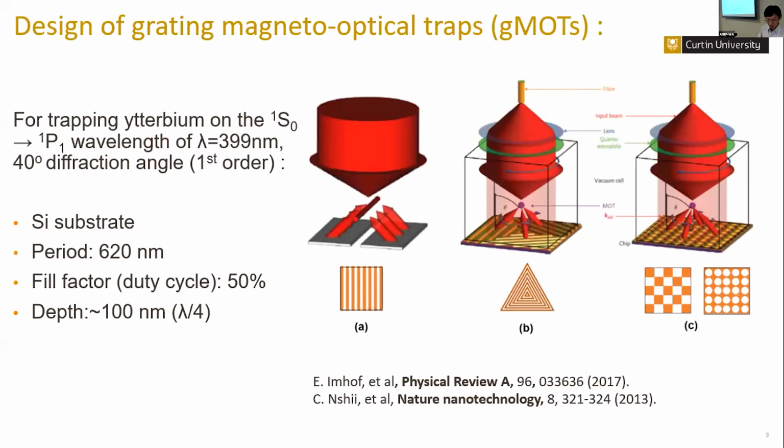So for our project, we are aiming to design and fabricate a type of G-modes to trap E-beam atoms with a working wavelength of 399 nanometers with the first order diffraction at 40 degrees. Previous reports have provided a range of different types of designs of 1D and 2D G-modes to trap atoms. For our work, based on similar designs, we have a requirement for a grating with a period of 620 nanometers, a fill factor of 50% and depth of around 100 nanometers.